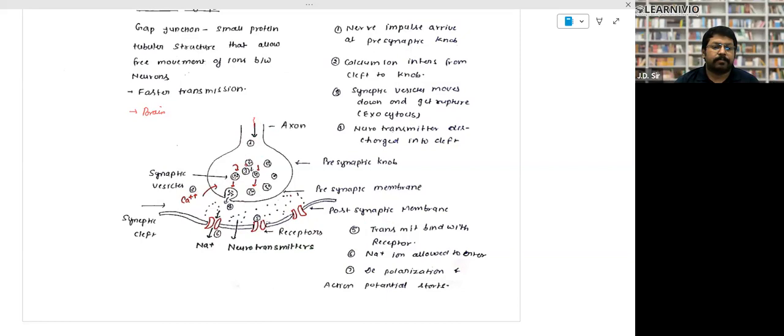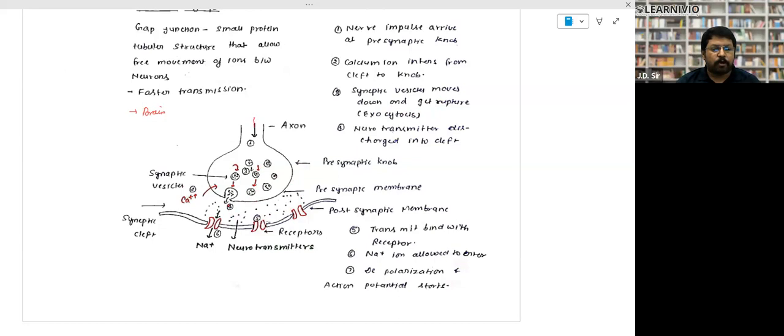This vesicle will start going downward. So calcium ions are taken inside, then the synaptic vesicle moves down and gets ruptured. That is called exocytosis. So this vesicle will come down. They will come to here and they will get ruptured. When this vesicle gets ruptured, neurotransmitter will be spread in this gap or this junction.